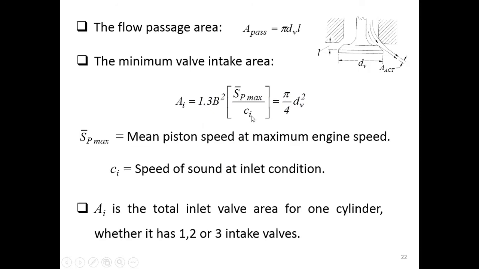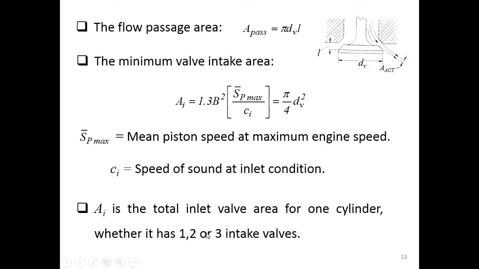Right. So this is the minimum valve intake area that is required, based on the maximum mean piston speed and the diameter of the valve. And this expression usually represents the total inlet valve area for one cylinder, no matter how many intake valves you have in that cylinder. So this is the total one.